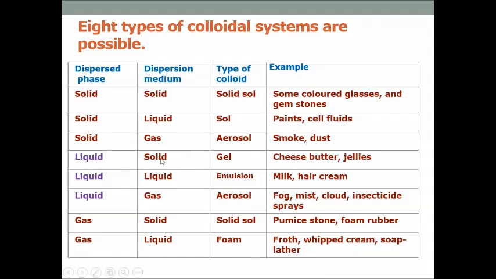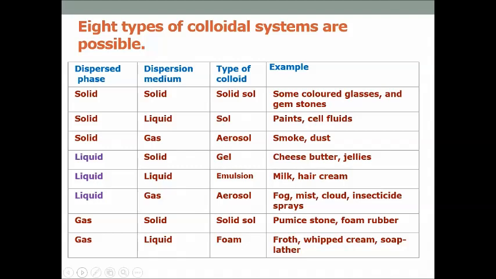If the dispersed phase is liquid and the dispersion medium is solid, then we will name it as gel, like cheese, butter, jellies, etc. Liquid and liquid, where both the dispersed phase and dispersion medium are liquid, is named as emulsion, like milk, hair cream, etc. Then the next possibility is the dispersed phase is liquid and dispersion medium is gas. Then we can name it again as aerosol. Why? Because the dispersion medium is gas. It's like fog, mist, cloud, insecticide sprays, etc.